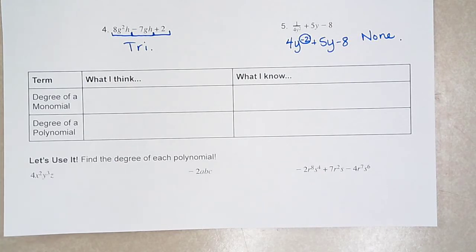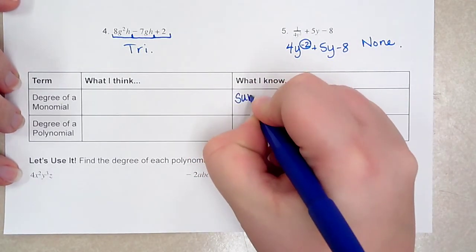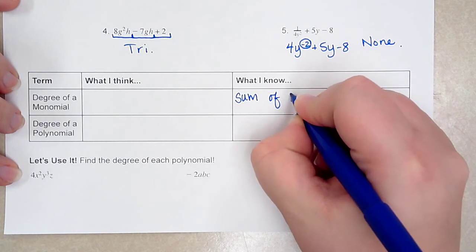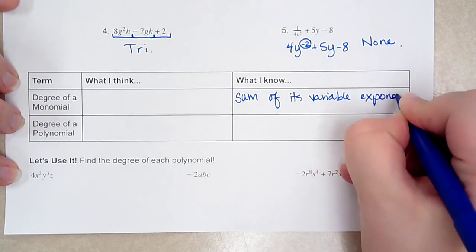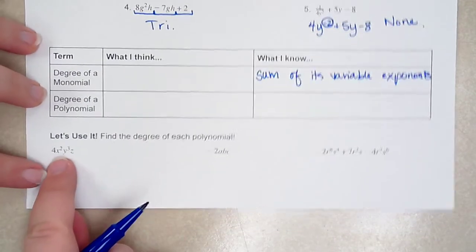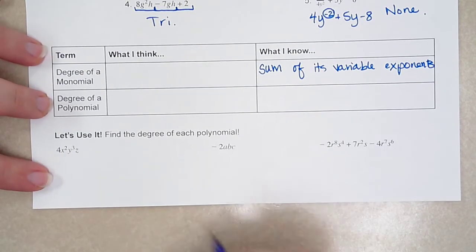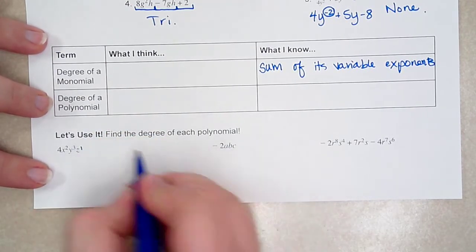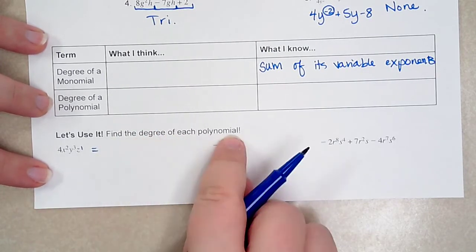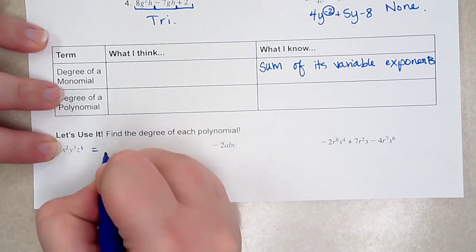All right, hopefully you had a minute to think about that. The degree of a monomial is just going to be the sum of its exponents, its variable exponents. Okay, and before I jump to the second definition, let's go ahead and do this one right here. I've got x squared, I've got y to the third, and I've got z technically to the first. Remember, there's always an exponent even if they don't write it. So my degree of this monomial would be 2 plus 3 plus 1, which would be 6.